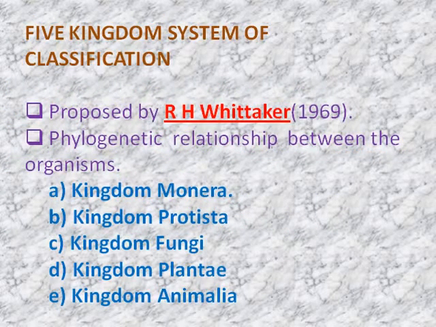Five kingdom system of classification was proposed by R.H. Whittaker in 1969. R.H. Whittaker. Now I have written phylogenetic relationship between the organisms because this kingdom classification gives an idea about how the prokaryotic organism came first, then eukaryotic came. So there is a relationship of evolution also given in this particular type of classification. Okay. Now let's see which are the 5 kingdoms. Kingdom Monera, Kingdom Protista, Kingdom Fungi, Kingdom Plantae, Kingdom Animalia.